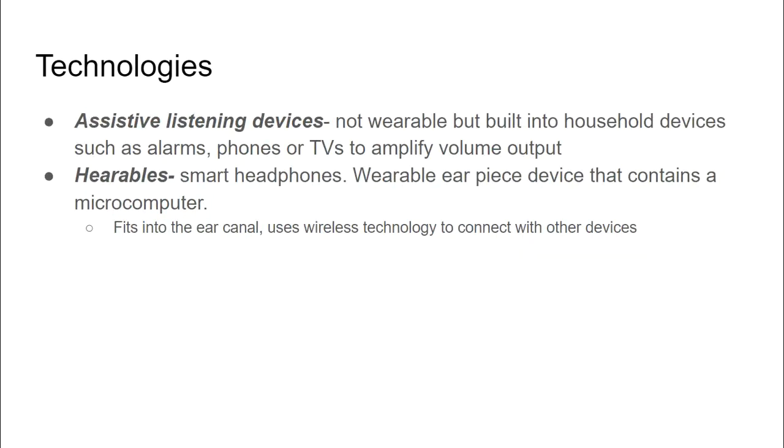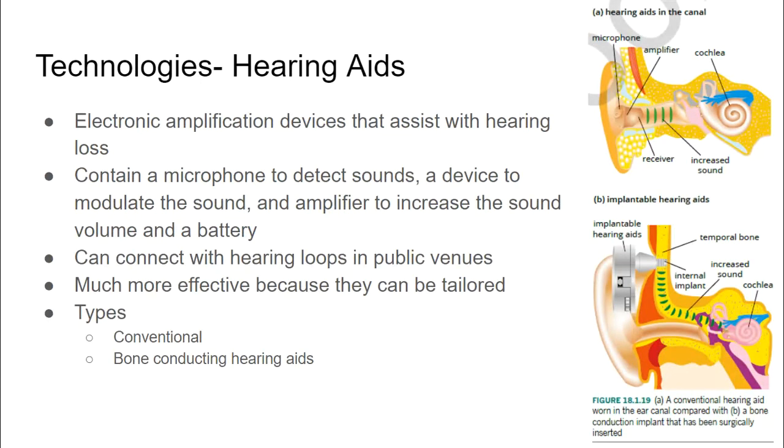Assistive listening devices are not wearable, but they can be built into household devices, and this includes things like alarms, phones, or TVs, and these are mainly used to amplify the volume output. Hearables include smart headphones or wearable earpiece devices that contain a microcomputer. These usually fit into the ear canal and use wireless technology to connect with other devices.